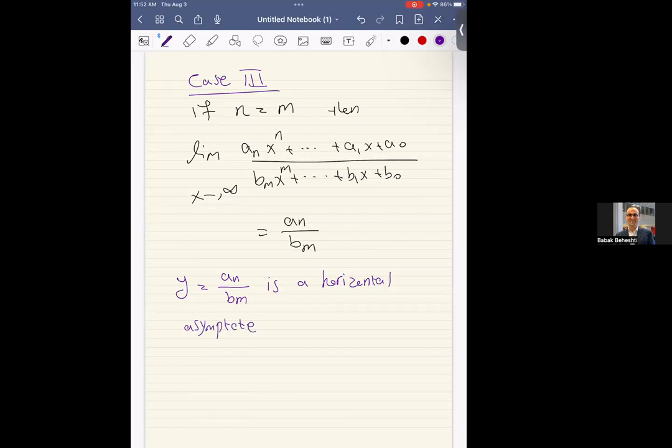So you see, for two of these cases, you have a horizontal asymptote. Either the degree of the denominator is bigger or equal to the degree of the numerator, then you have a horizontal asymptote.